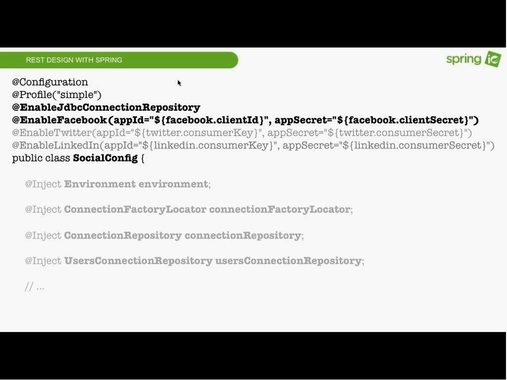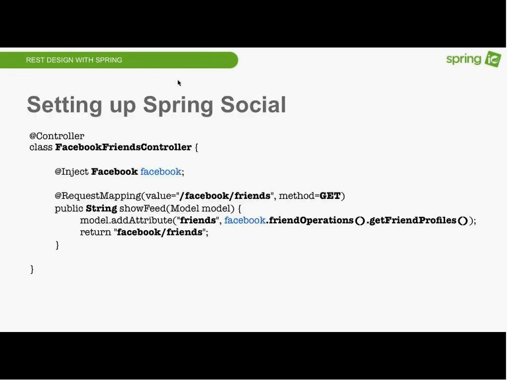In this case, I'm going to enable Facebook and Twitter and LinkedIn. And then you specify the app ID and an app secret. These are the credentials that you get from the developer portal for most of these services. And then from there, Spring Social will, whenever you try and use the binding, trigger the OAuth dance for you.